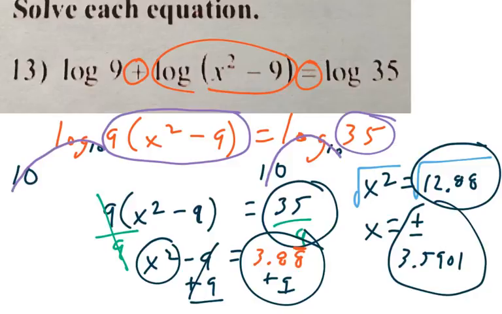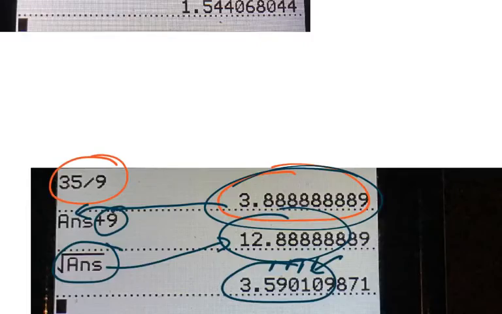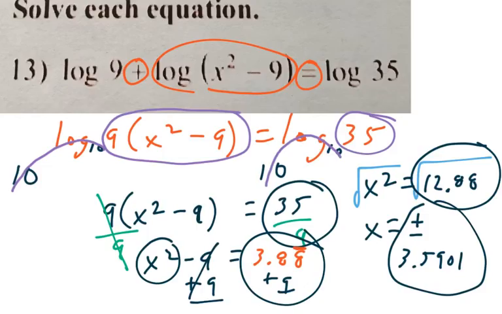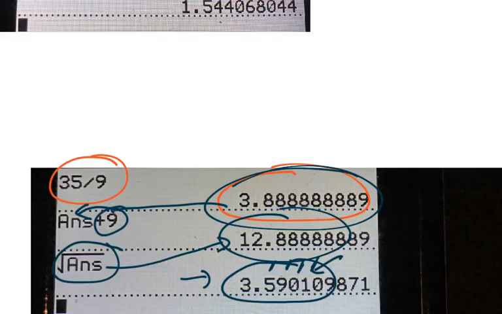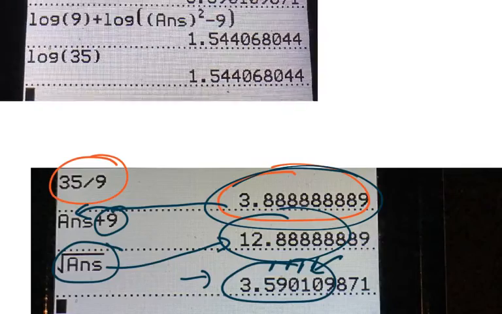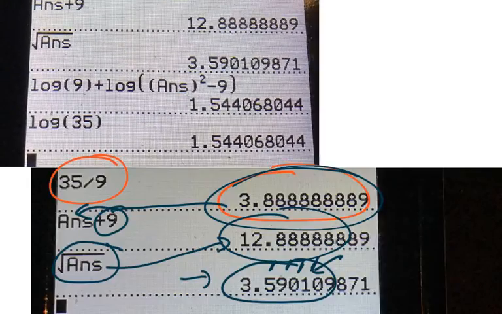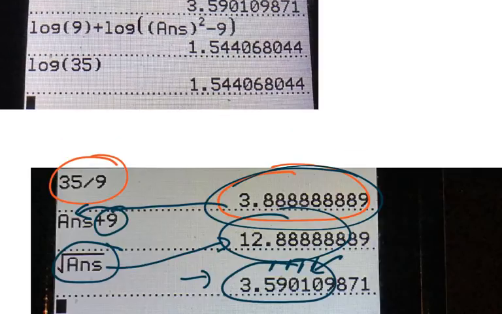You have two answers, 3.5901 and the negative of 3.5901. Okay? Now, the other thing I want to show you is, if you have the ability, you should check your answer with the calculator. Check this out. Let me get this in the right spot.